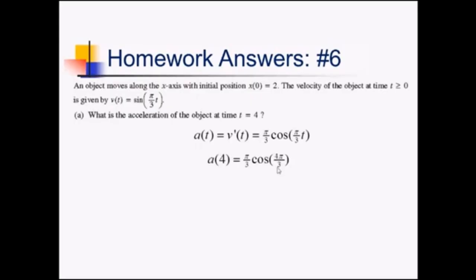240 degrees, which has a reference angle of 240 minus 180, so 60 degrees, and cosine's negative in quadrant 3. So this is essentially negative cosine of 60, which is negative 1/2. So we've got pi over 3 times negative 1/2, which comes out to negative pi over 6.